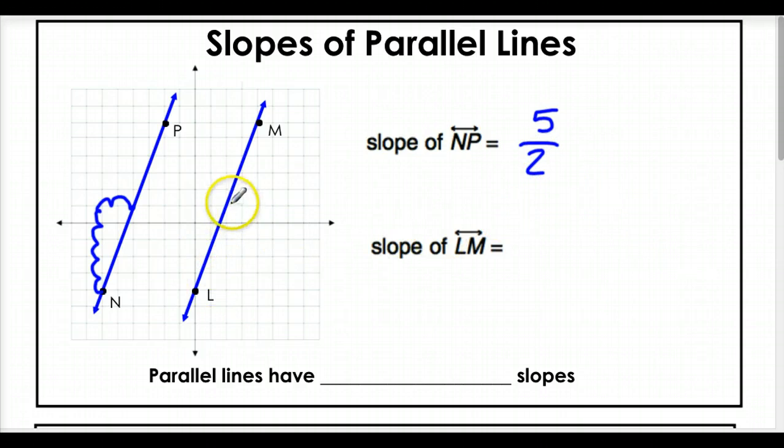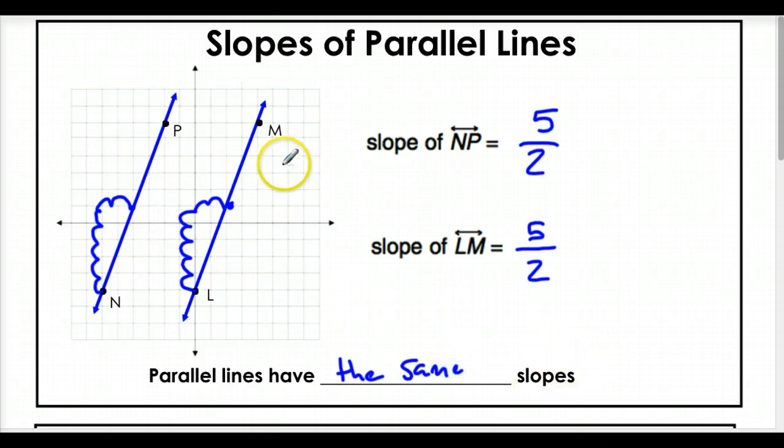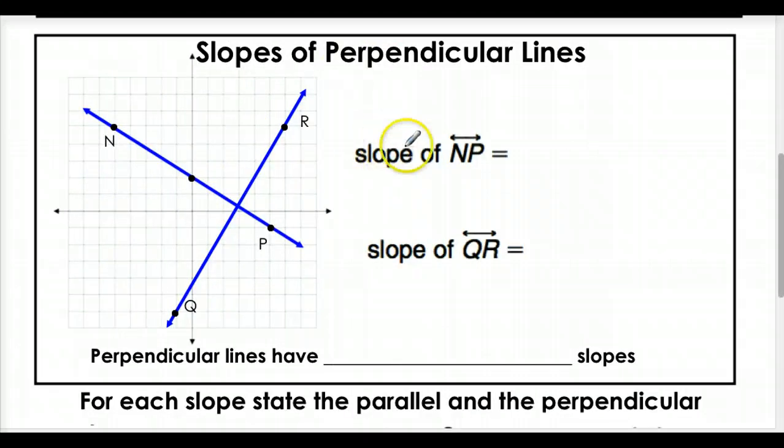Let's go for the next one. I'm going to go up to this point, okay? So it's 1, 2, 3, 4, 5, and over 2. And look at that. It's 5 over 2. Now can we see something about these slopes that maybe we could say about all parallel lines? Well, they look the same, right? So if you ever have two parallel lines, the slopes of them will always be the same. So parallel lines have the same slope. And that makes sense because if you have the same slope, then you're never going to intersect because you're both going up by the same amount.